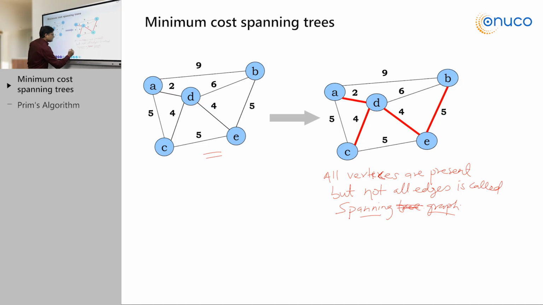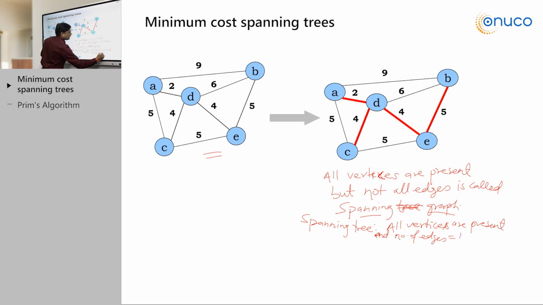But what is a spanning tree? How is it different? In a spanning tree, all vertices are present and the number of edges is equal to the number of vertices minus 1. Number of edges is equal to number of vertices minus 1. So look at this example: 1, 2, 3, 4, 5. There are 5 vertices, so all 5 vertices should be there.